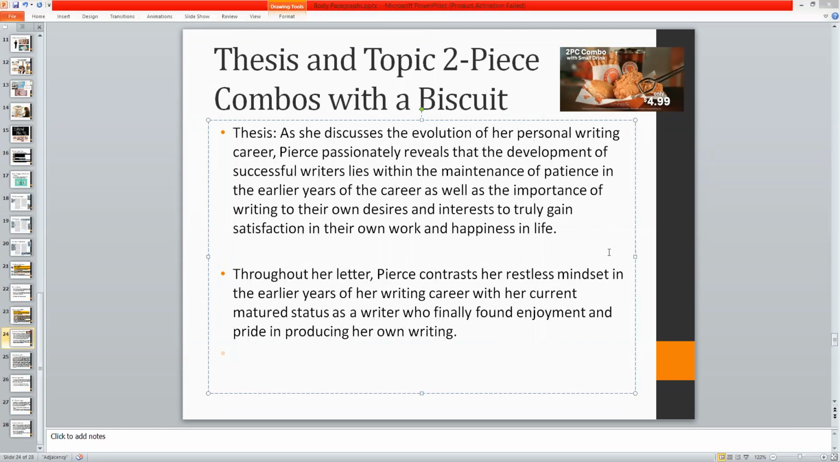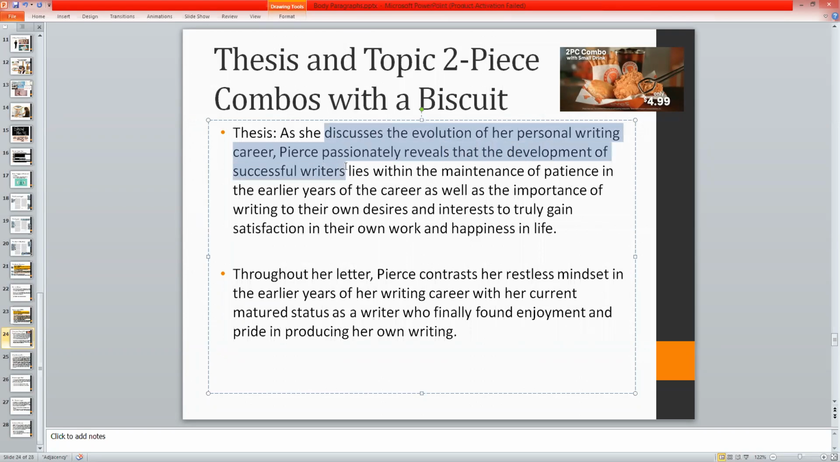So as Ivy hopefully is condensing hers into two sentences, we'll look at Julie's first to consider what she did for a thesis and topic sentence, if they connect and if it proves the thesis altogether. So she wrote, as she discusses the evolution of her personal writing career, Pierce passionately reveals that the development of successful writers lies within the maintenance of patience in the earlier years of the career, as well as the importance of writing to their own desires and interests to truly gain satisfaction in their own work and happiness in life. So this is a very complex thesis altogether.